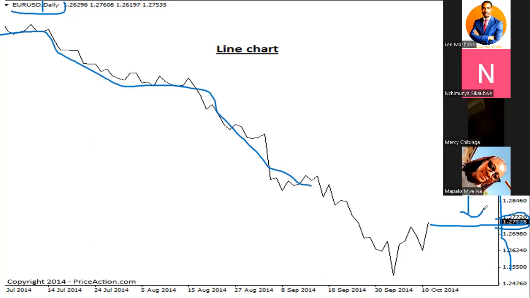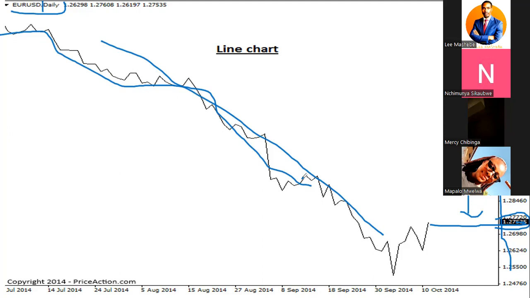Now, what is causing this price to drop from where it was up to this end? It is because of the buyers and sellers in the market who are pushing the market down. If the price is going back down, it simply means the sellers have got more power than the buyers. The buyers and the sellers under the line chart are being represented as a line. That line is a representation of buyers and sellers. In this case, the people who have got more power are sellers.